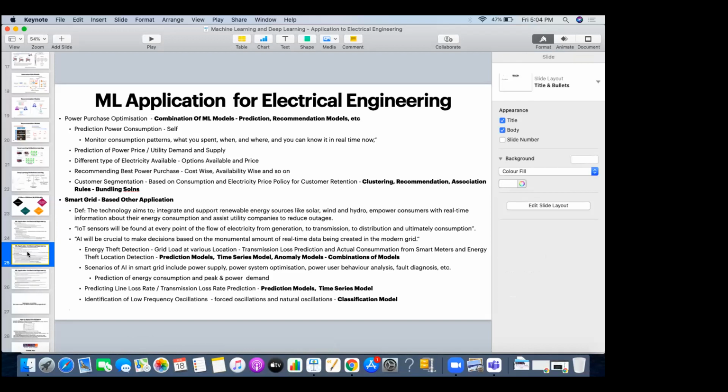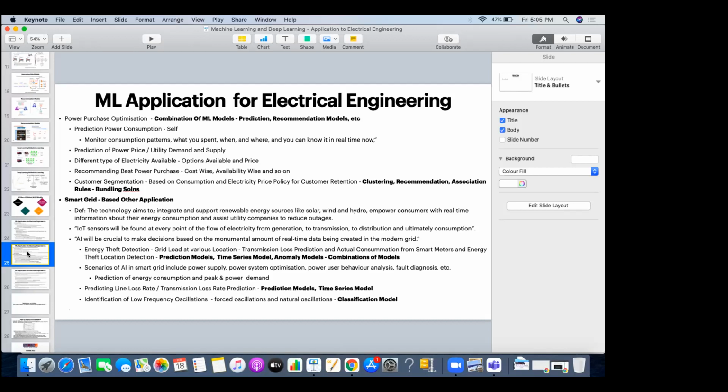Other than that, there is power purchase optimization for the end user, or power purchase optimization for the supplier. For example, for the end user: how should I decide whether I should buy electrical power, solar power, hydro power, or wind power? If I know how the power price will be in future, and I know my consumption, then I can decide whether I have to switch or not, or which is the best utilization.